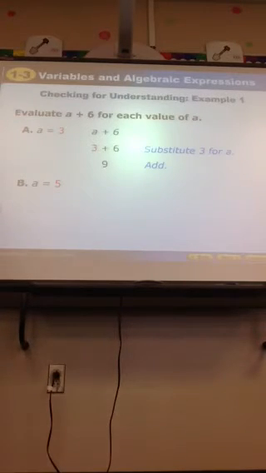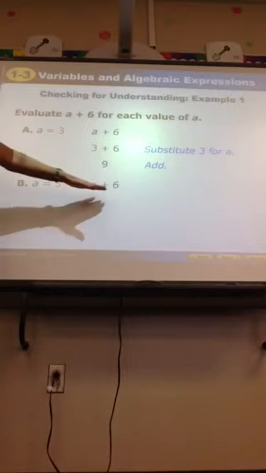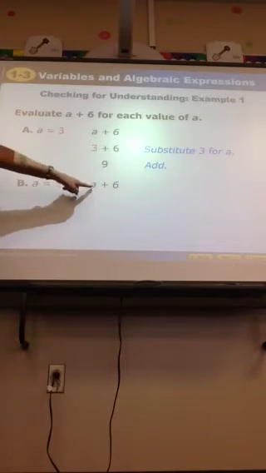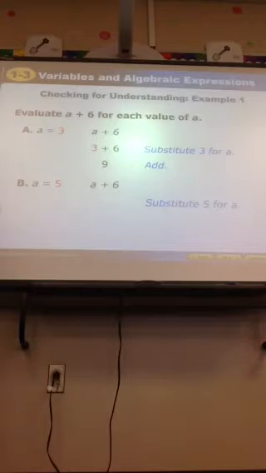And then for letter B, we're going to write a plus 6 down again. But this time, a is going to be 5. So when we do 5 plus 6, we substitute that 5 in, add them together, 6 and 5, and we get 11.